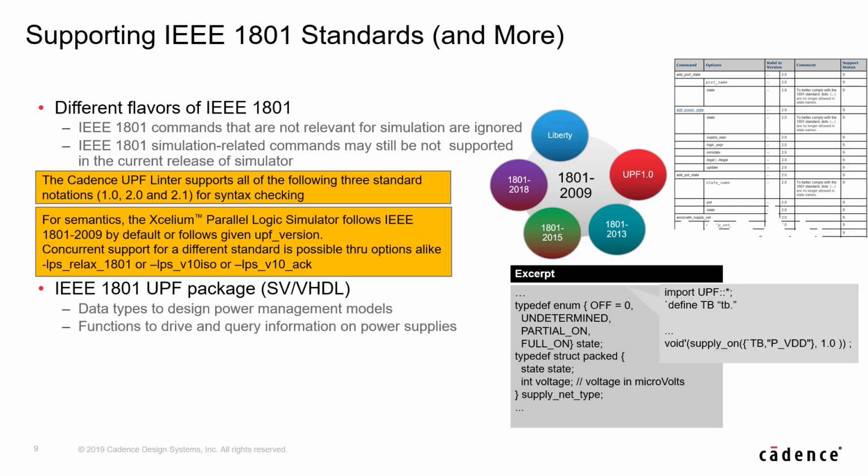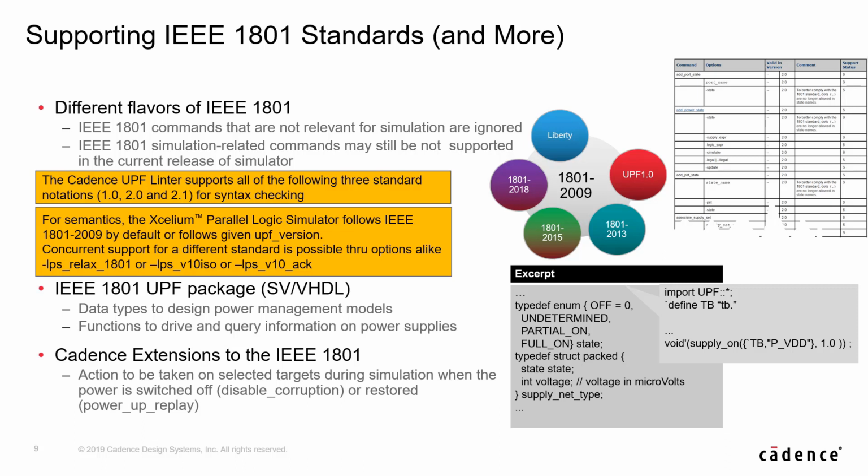But it will also give you functions to drive and query information on power supplies, meaning that you will have a way to, like here, supply your own, here a supply port, which is PV_VDD in some specific hierarchy with 1.0 volt. On top of that, we are also committed to extend the 1801, and we have provided actually a couple of extensions to the standard. For example, we give you new commands specifically for simulation that help you to understand, select and disable corruptions when some power is switched off, in order to handle maybe some cases where your code is not well fitted for what we want to do.